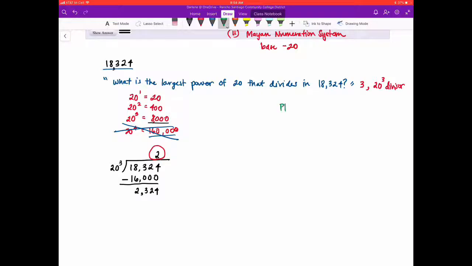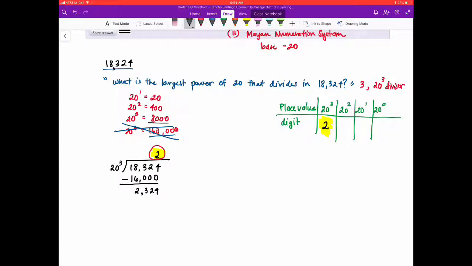As we go ahead and find these whole parts of our quotient, we'll make a chart. So we'll do place value in the first row and digit in the second row. And since we know 20 cubed is the largest power of 20, we start at 20 cubed place value, and then 20 squared, 20 to the first, and 20 to the 0. This way it keeps us organized and we can fill in those numbers as we get them. So in the place value of 20 cubed is the digit 2.